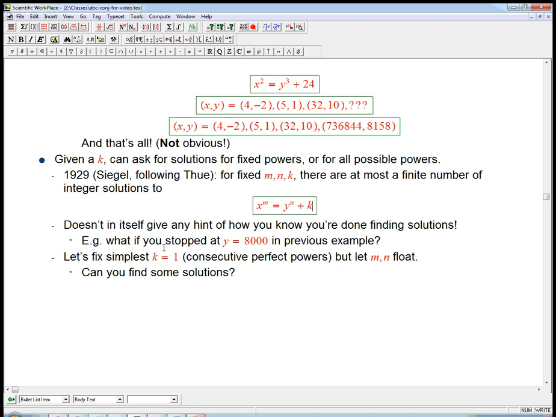Okay, so let's make it even a little bit more special. Let's fix k to be 1. But now we're going to let m and n float. So this is different from the Siegel result. We're going to look at any powers, any pair of power combinations, any 2 consecutive perfect powers. That's what we're looking at. Can you find 2 consecutive perfect powers? There's more than one solution, although you could easily claim that some of them are a little bit trivial.